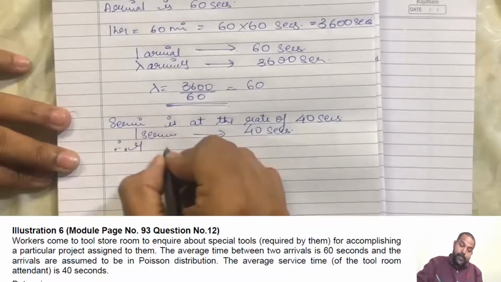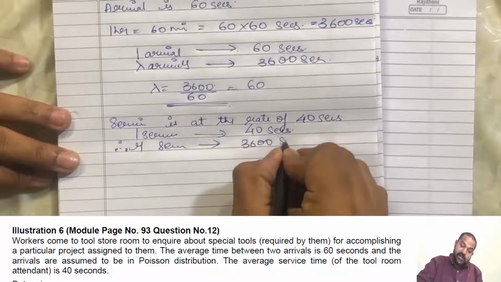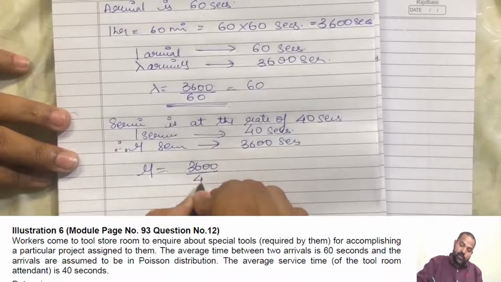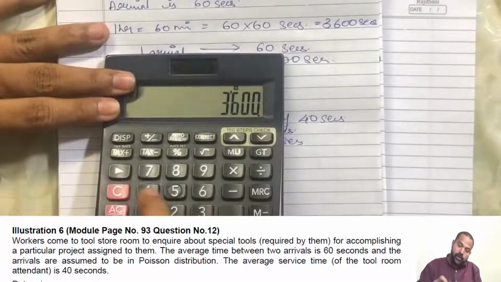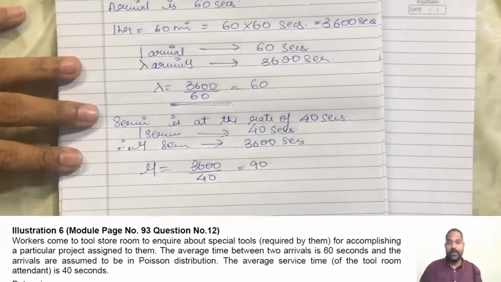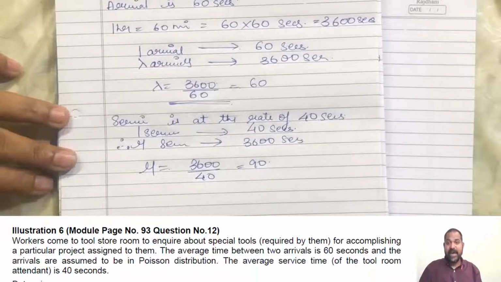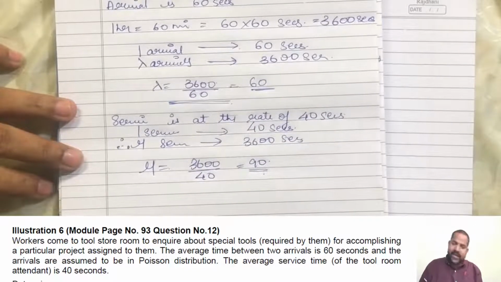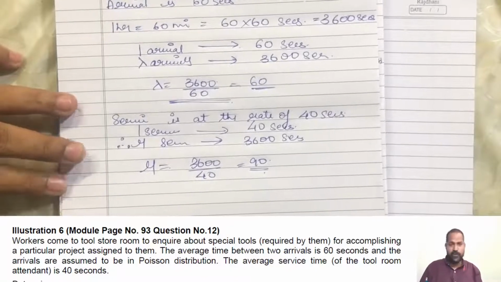Therefore, mu services in, again 1 hour is 3600 seconds. Cross multiply, mu is 3600 upon 40, and 3600 divided by 40 is 90. So there are 90 people that are served. So arrival is happening at the rate of 60 and service is happening at the rate of 90. Is the rate of service greater than that of arrival? Yes. Then it is perfect, no problem.